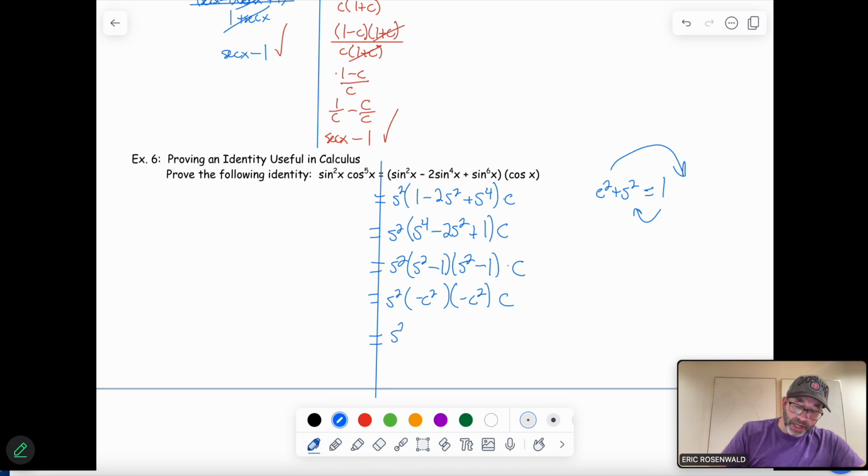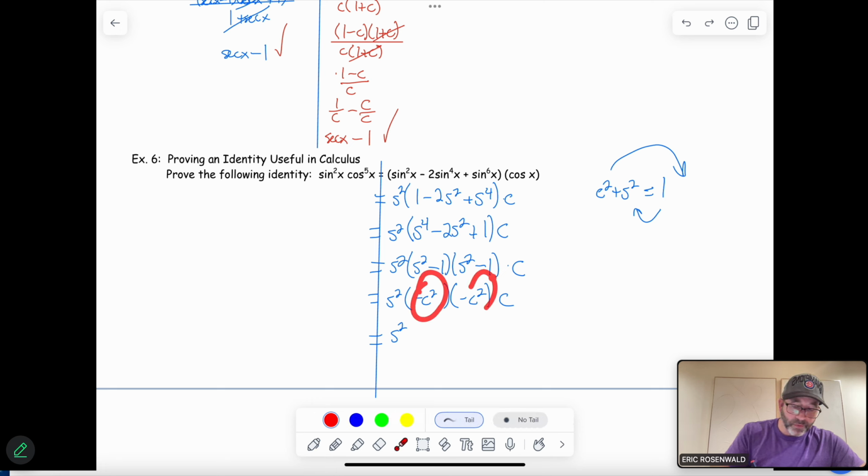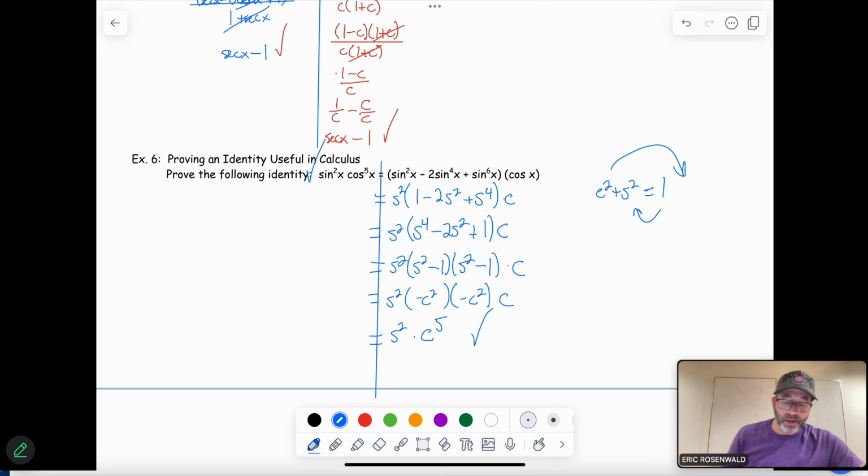And we look, we have s to the second. The two negatives that are right here are going to turn into a positive, and then you count carefully, we have 2, 4, and 1 more c. We have a total of 5 c's. That now matches our left-hand side.